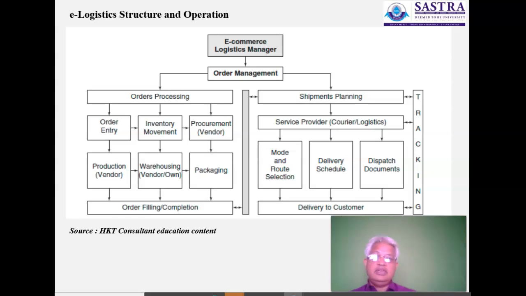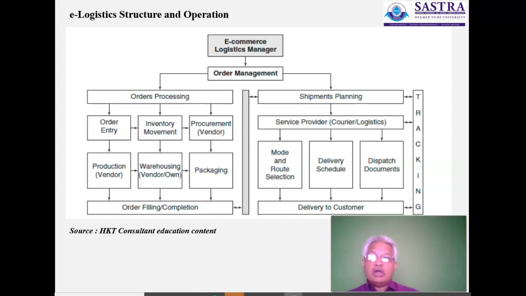Let us look at the first part. Once the order entry is made, if the goods are not available, then they need to be produced, and a similar production requirement or slip is sent to the vendor for producing the goods.